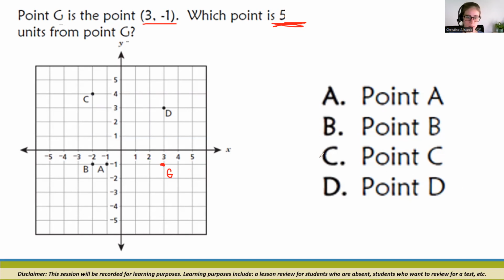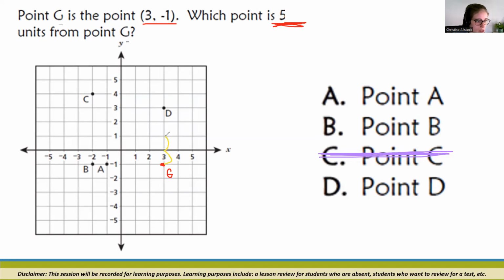So it can't be point C. That's definitely not it. But B and A would make a nice horizontal line with G, and then D would make a vertical line. So I'm just going to go ahead and count. Since I have a graph available, that's the method I'm going to use.